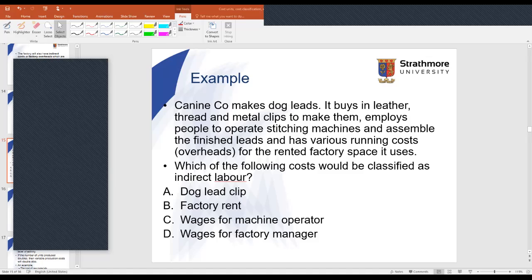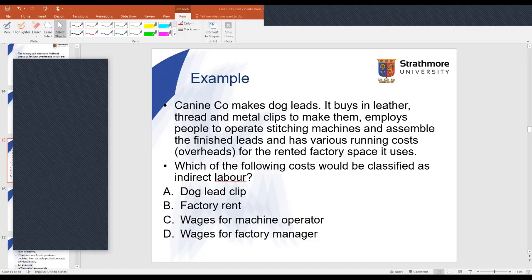The question I'm asking here: this kind of company must have a finance director or a CEO. Therefore, the pay that is made to the CEO, how is it classified? I was going to say cost of production. No, it can't be. It cannot be.